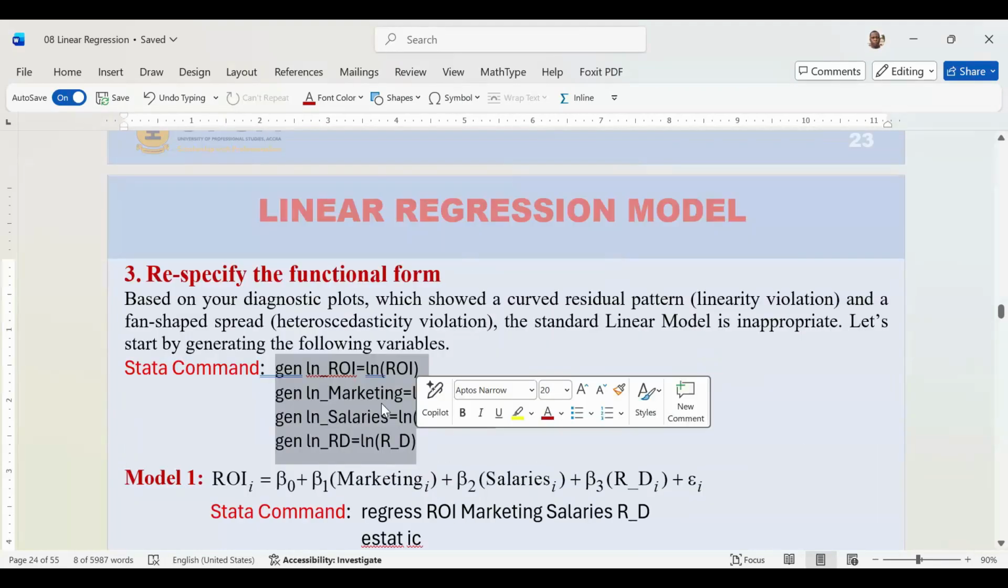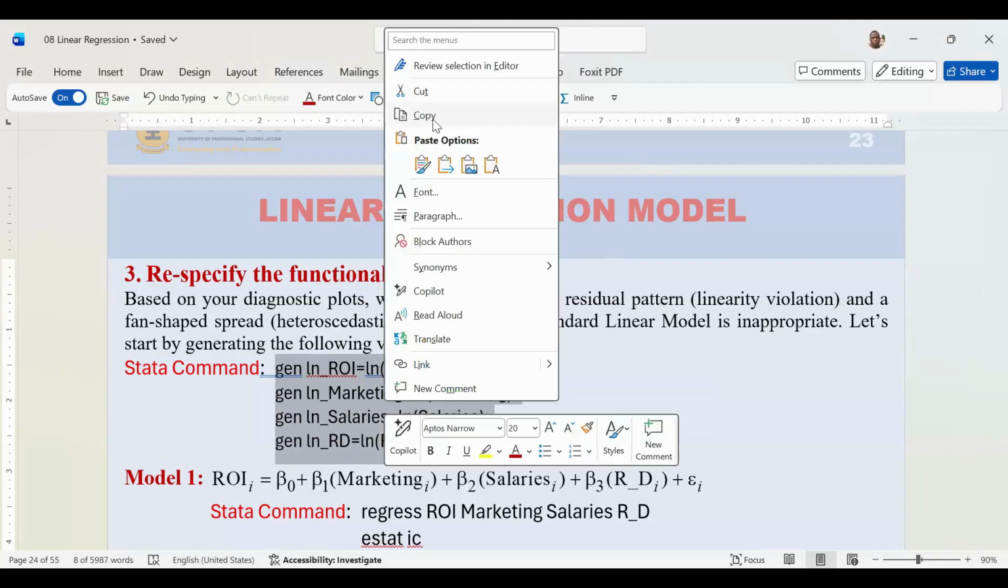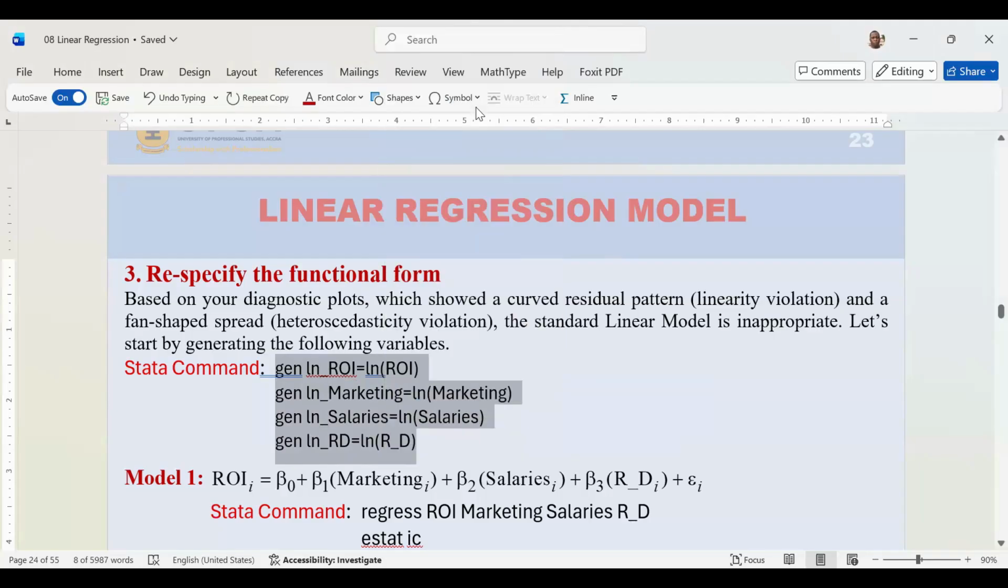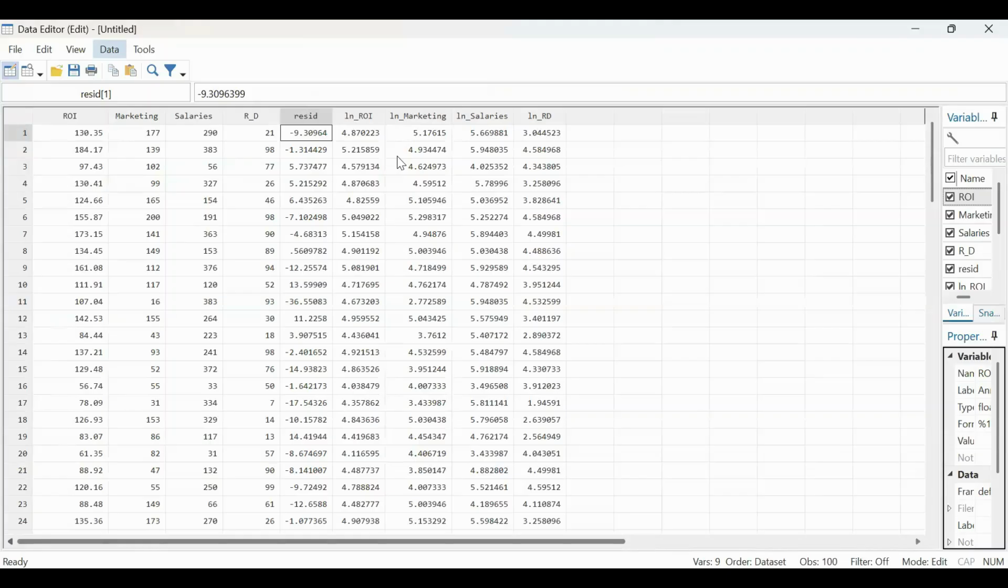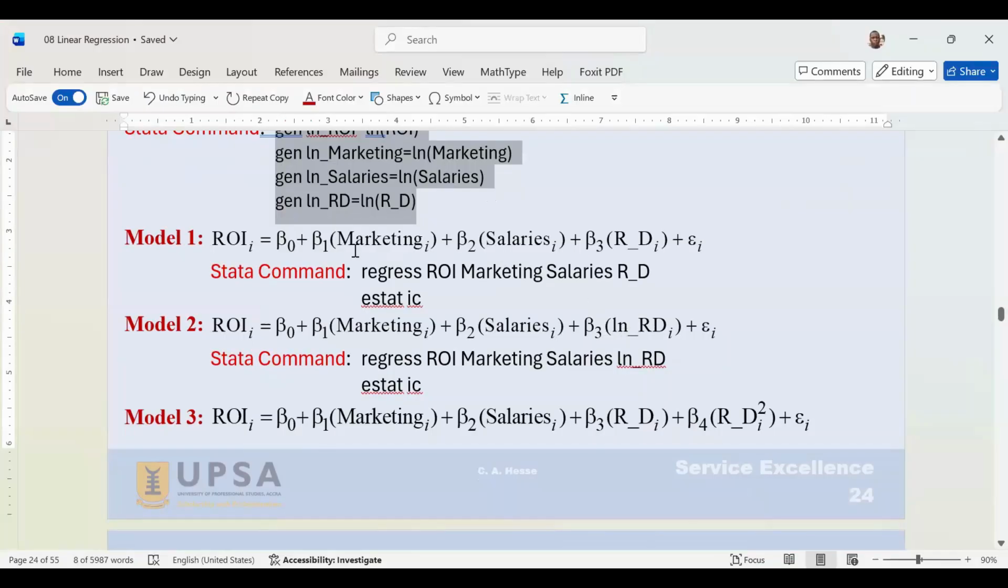So I'm going to generate a logarithmic transformation for all my variables. Copy this and paste it in your work to generate those variables. You realize that 4 new variables have been created, which are logarithmic transformations of the original variables. Why do we transform them? Because we realize that the linearity assumption for our model has been violated. First, model 1 is the original model where there was no transformation. Let's run that one.